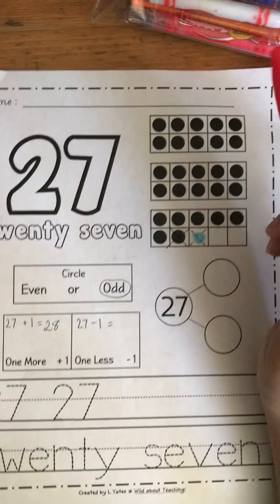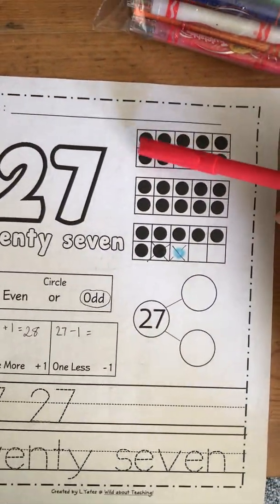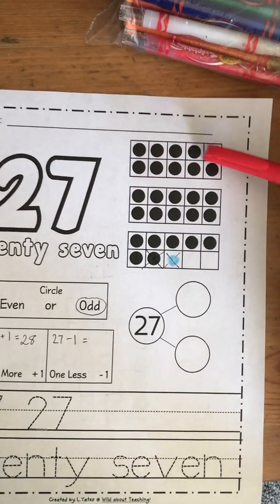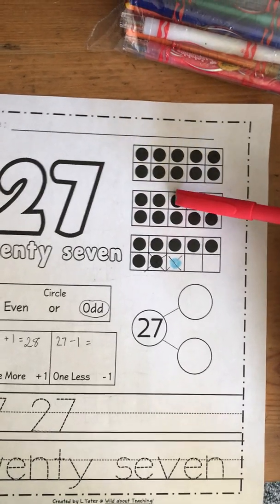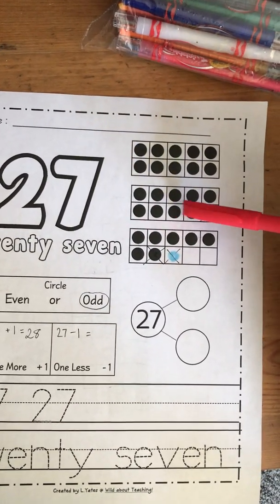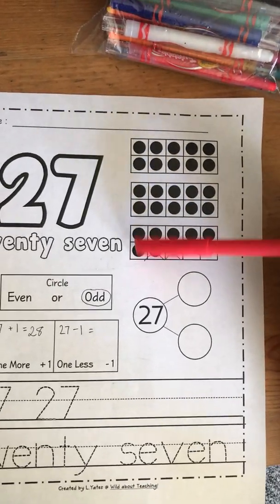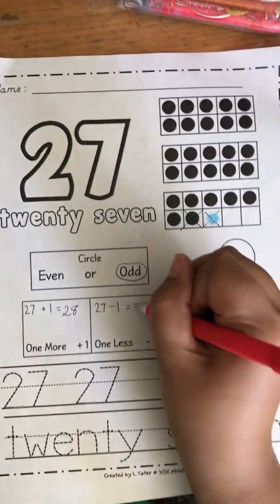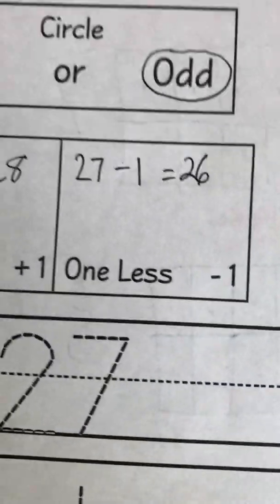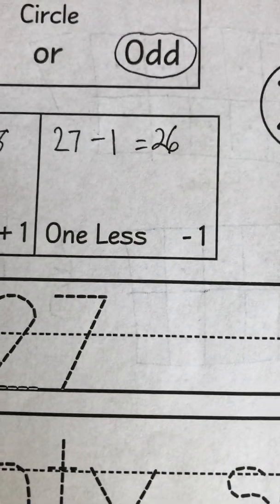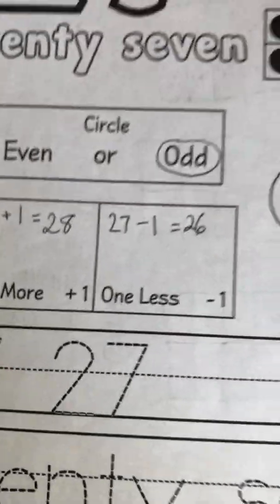So we're going to go ahead and count to find out how many we have left after taking one away. So 1, 2, 3, 4, 5, 6, 7, 8, 9, 10, 11, 12, 13, 14, 15, 16, 17, 18, 19, 20, 21, 22, 23, 24, 25, 26. Okay, so 26 is the answer. So I'm going to go ahead and write in 26 there. Okay, so 27 take away 1 equals 26. Okay, so you should have that written down.